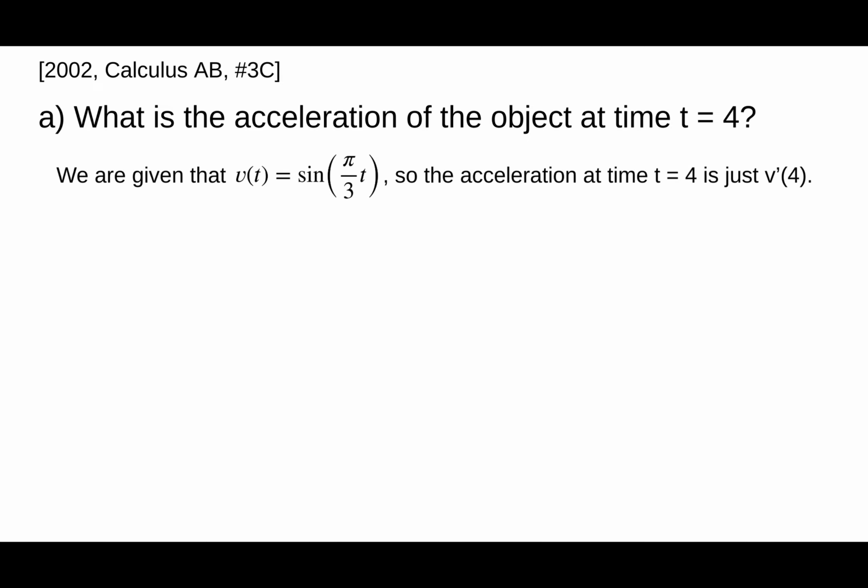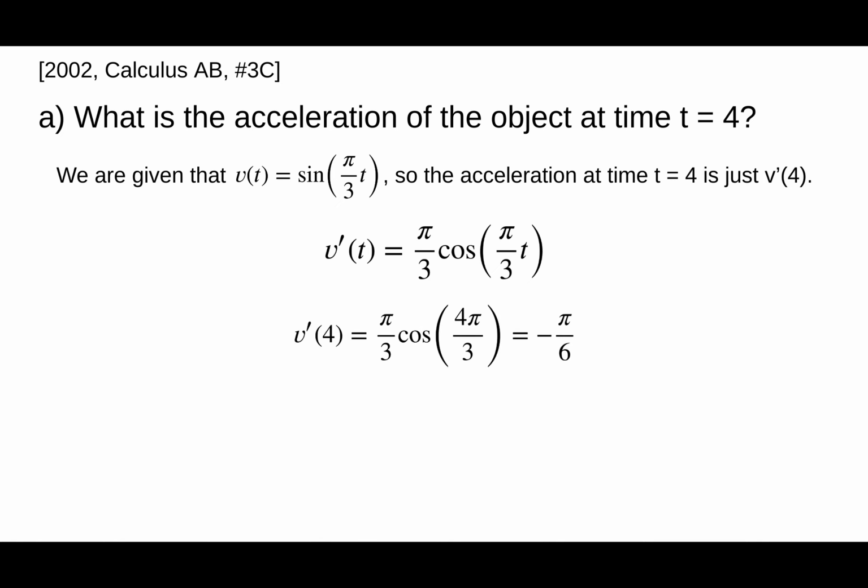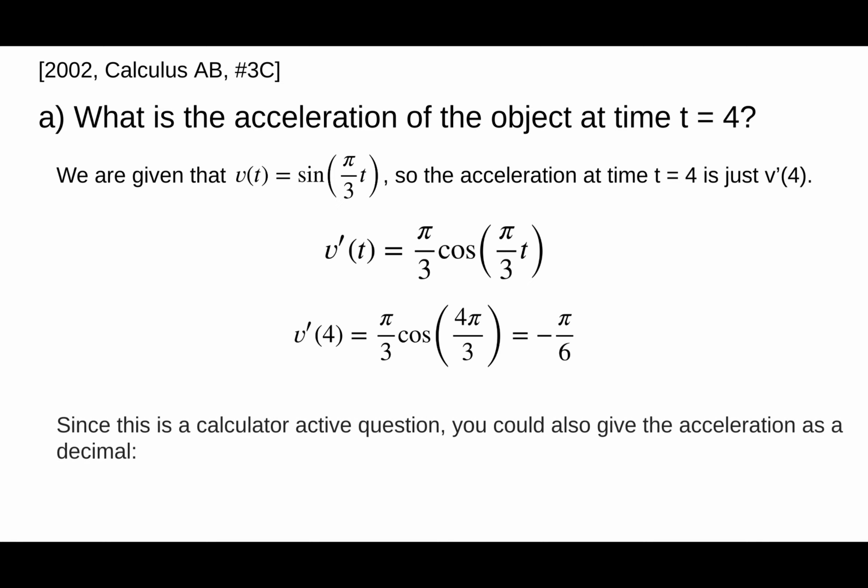Part A, we are asked to determine the acceleration of the object at time t equals 4. We are given the velocity of the object as a function, v of t is sine of pi thirds of t. The acceleration at time t would just be the value of v prime of 4. So if we calculate v prime, using the chain rule, we get pi thirds times cosine pi thirds t. To find the acceleration at time t equals 4, we just substitute 4 in for t. V prime of 4 is pi thirds times the cosine of pi thirds, which turns out to be negative pi sixths.